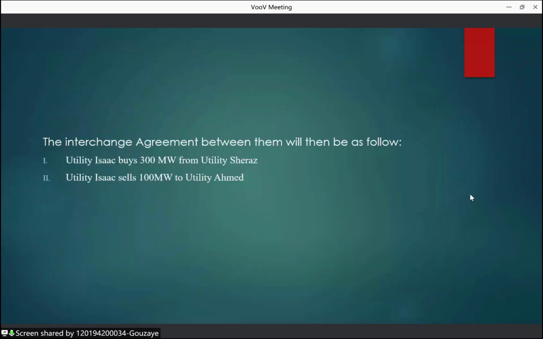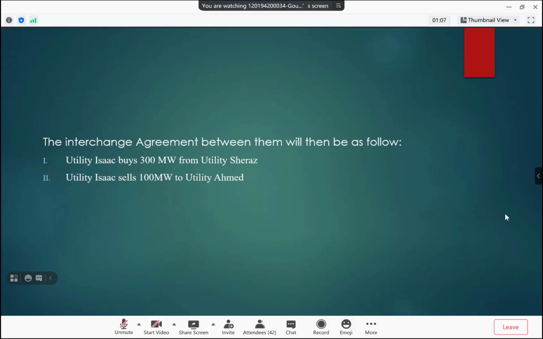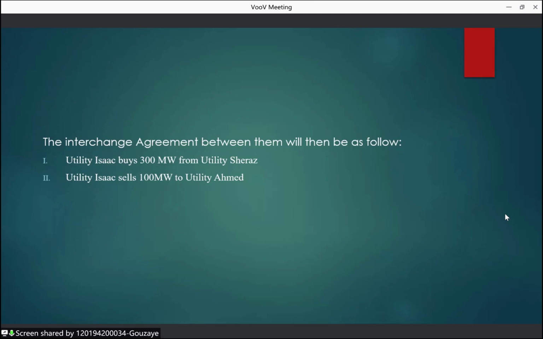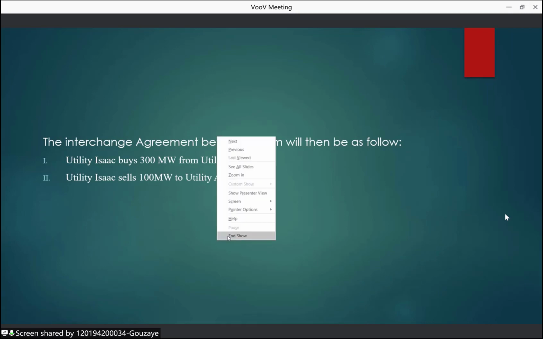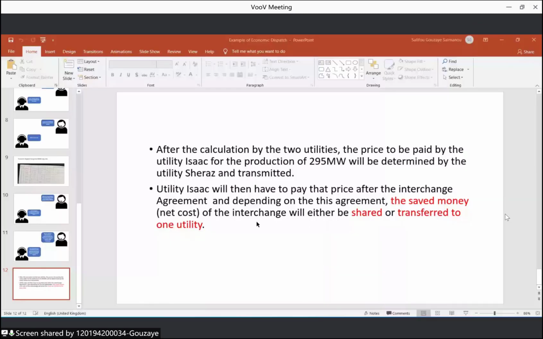We start with utility Isaac buying 300 megawatts from utility Sharaz and then selling 100 megawatts to utility Ahmed. If utility Isaac sells 100 megawatts to utility Ahmed before buying the 300 megawatts from utility Sharaz, the price will be completely different. We can see it here using this PPT. I can put the two together so that we see the difference.